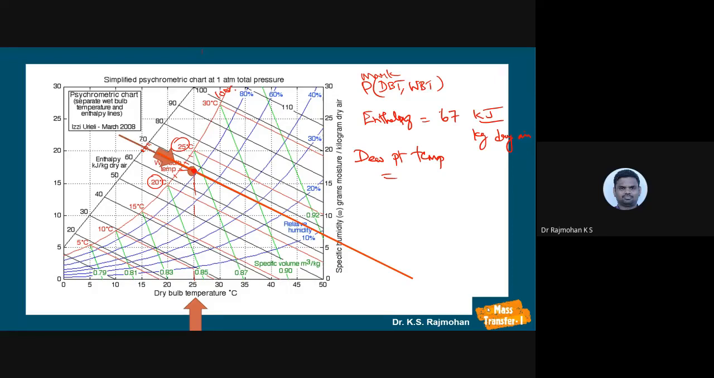Next we can determine the dew point temperature. For that, what you have to do? Draw a line parallel to the x-axis up to the 100% saturation line. We have our saturation lines here, 20%, 40%, 60%, 80%, 100%. This red line is the 100% line. So draw a horizontal line and then a vertical line to the x-axis. We get the corresponding value on the x-axis as, let me say, 22. Half of it is 22.5, slightly less than that. Okay, so dew point temperature is 22.2 degrees Celsius.